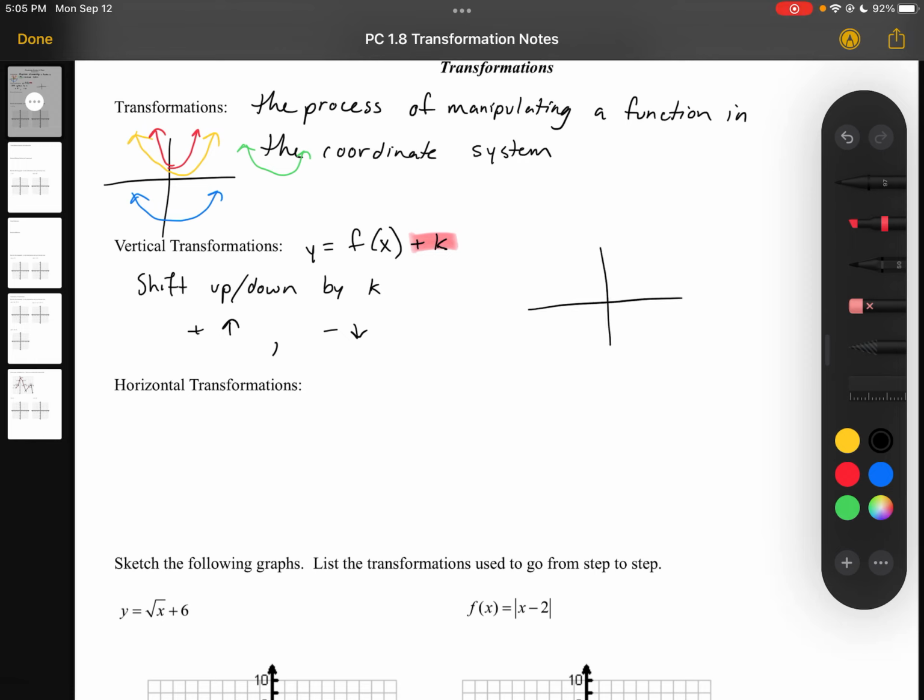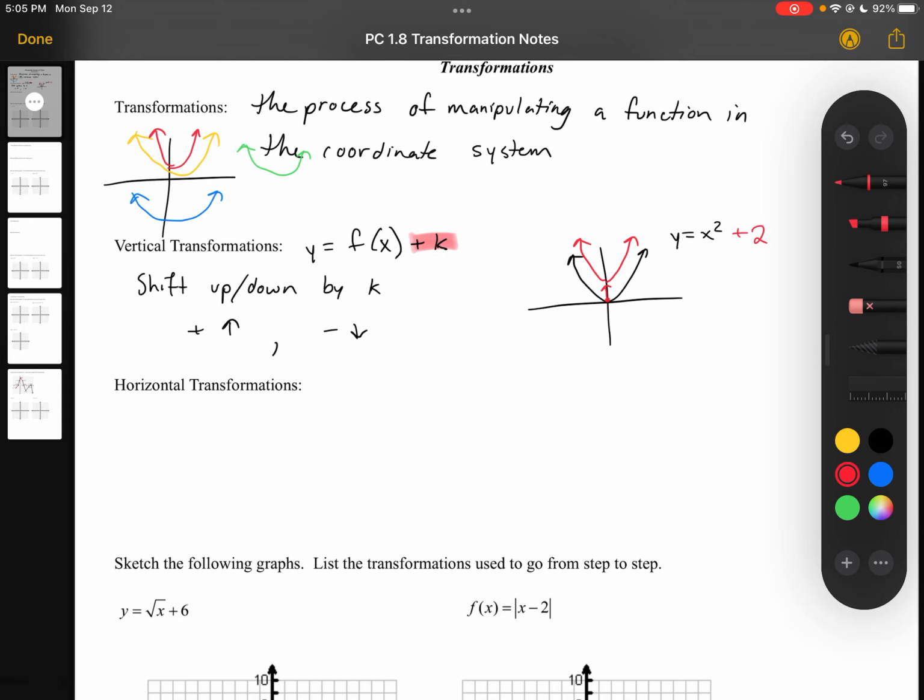So for example, let's say we're just looking at the graph of x squared, which looks something like this, and we add 2. So if we add 2 outside of the x, what this is going to do is it's going to take everything and just move it up by 2. So we've taken our original function, and it's gone up by 2.